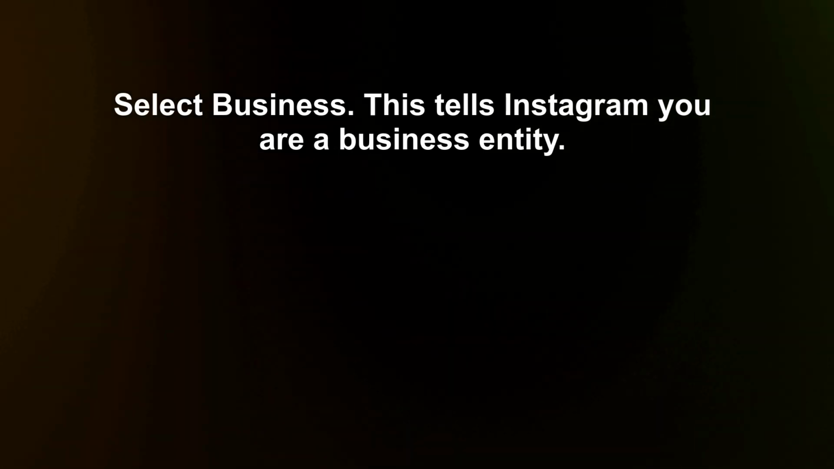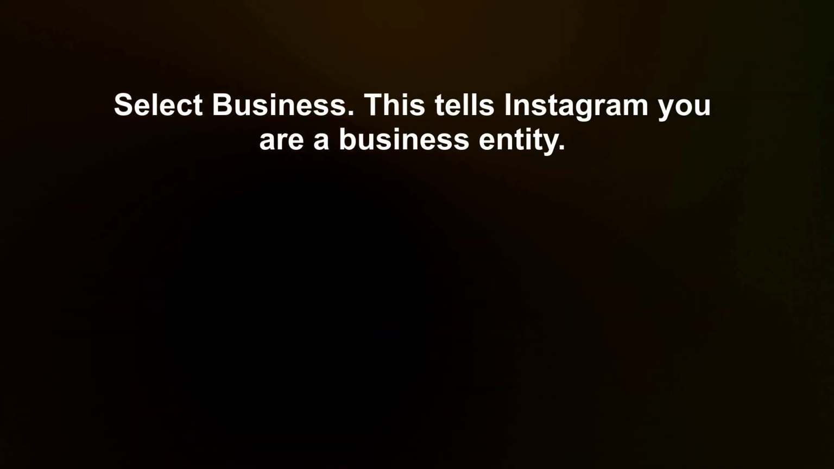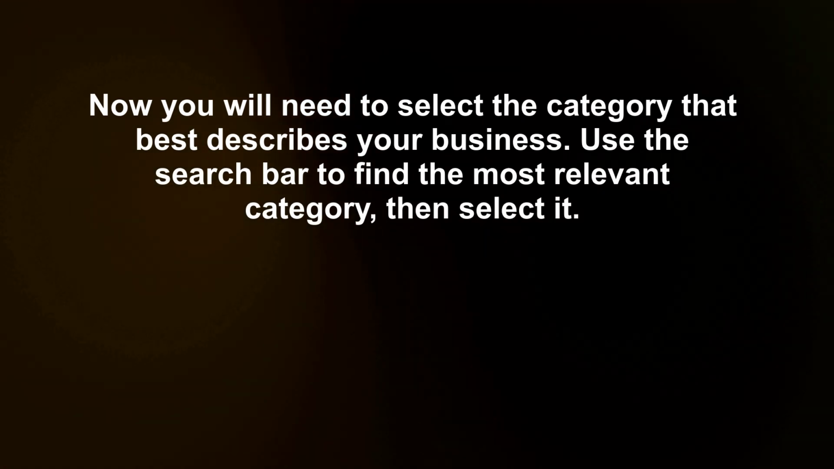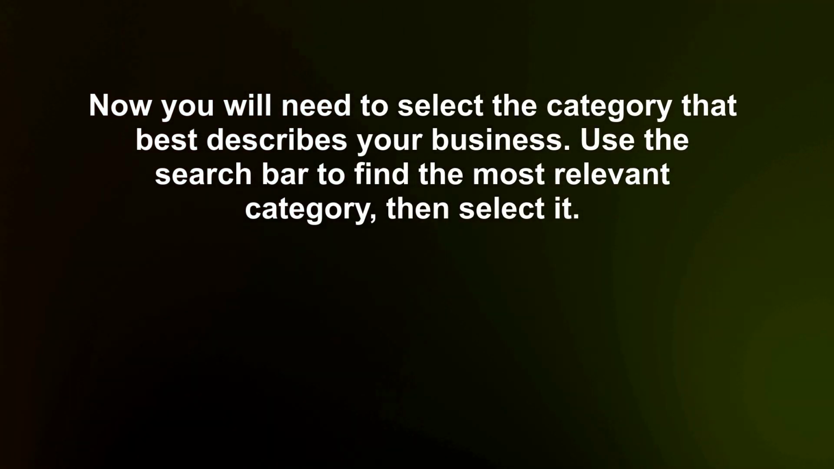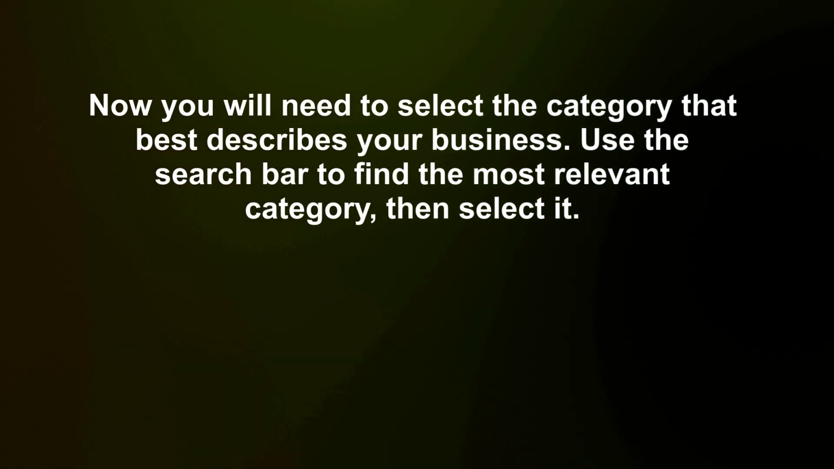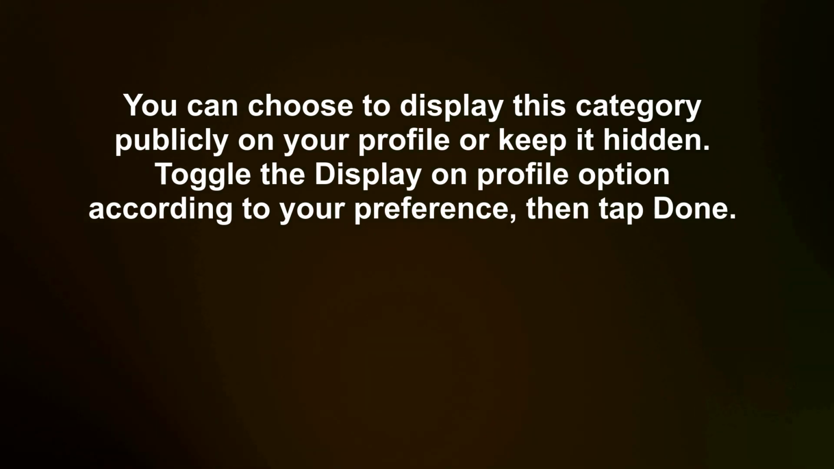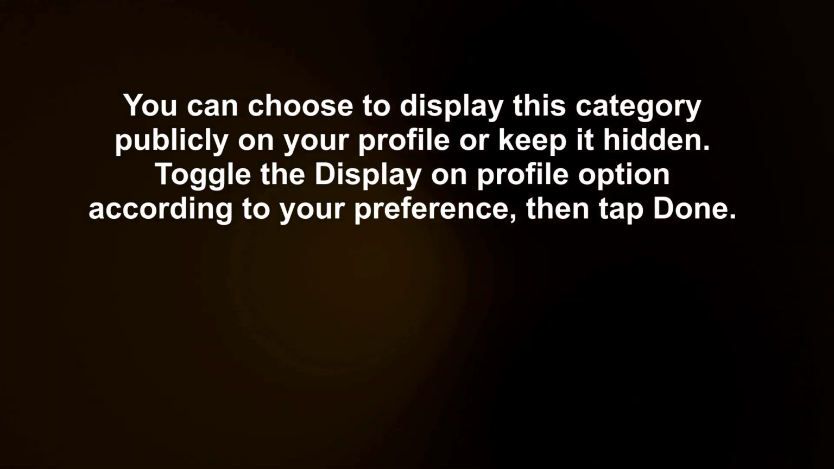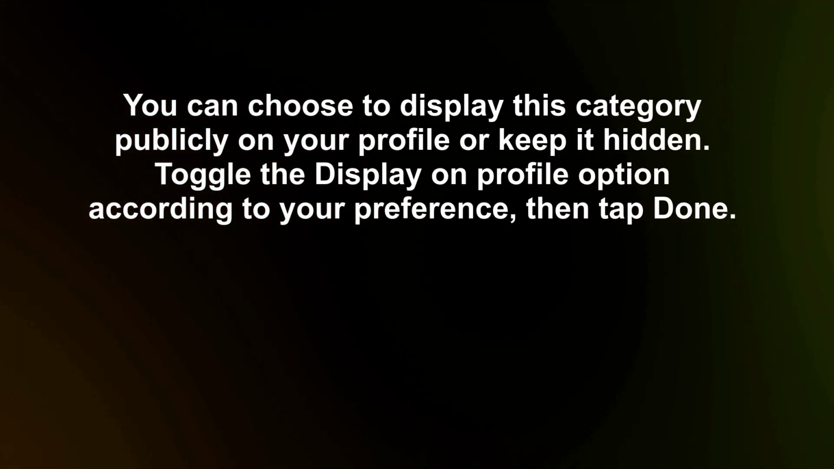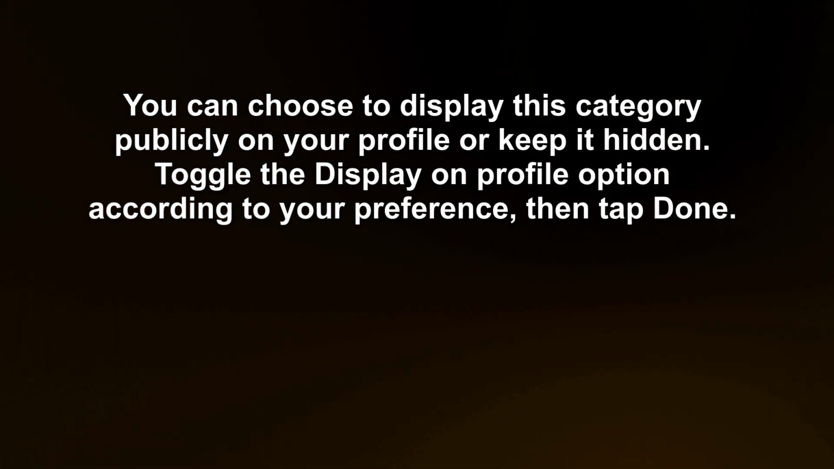Select Business. This tells Instagram you are a business entity. Now you will need to select the category that best describes your business. Use the search bar to find the most relevant category, then select it. You can choose to display this category publicly on your profile or keep it hidden. Toggle the Display on Profile option according to your preference, then tap Done.